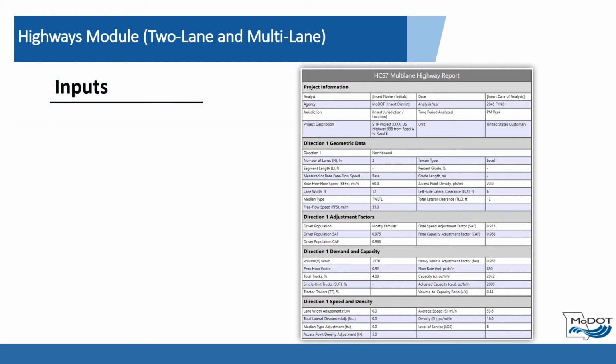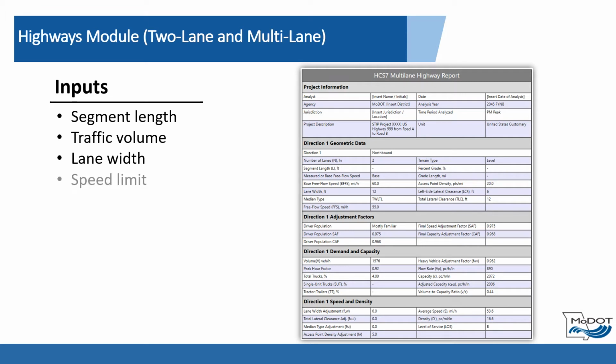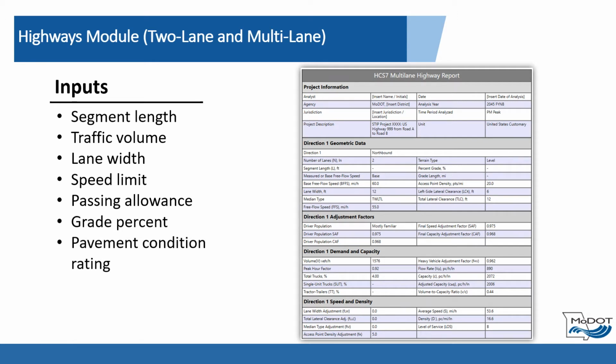Examples of data inputs in the highways module include segment length, traffic volume, lane width, speed limit, passing allowance, grade percent, pavement condition rating, shoulder width, and access points per mile.